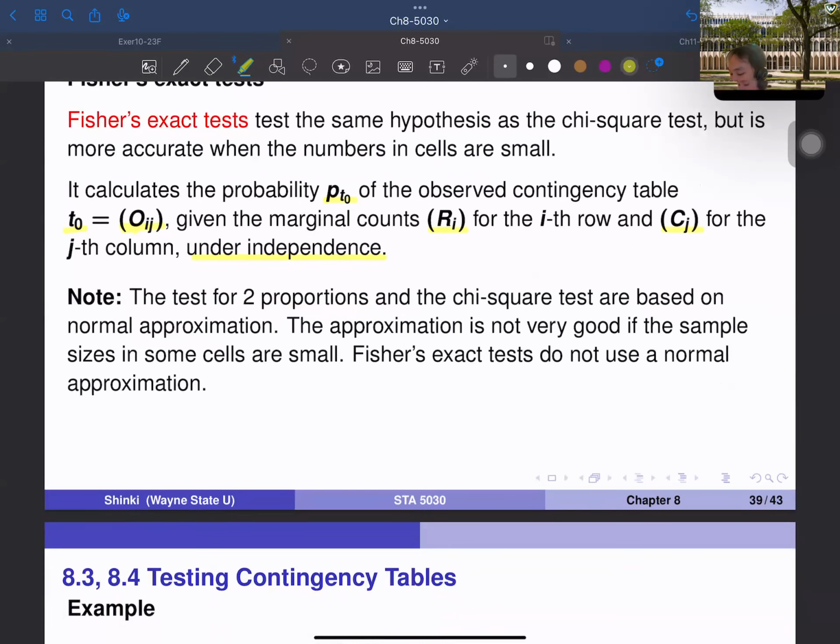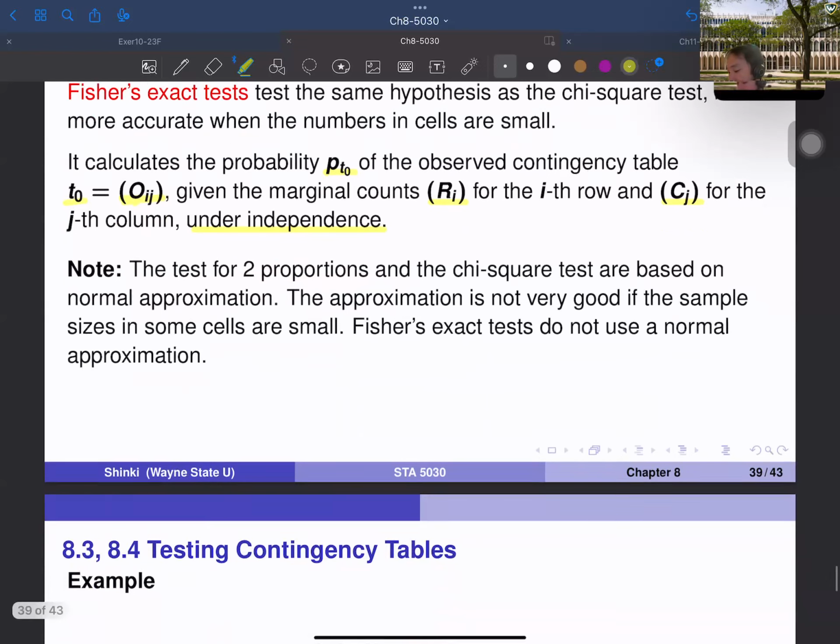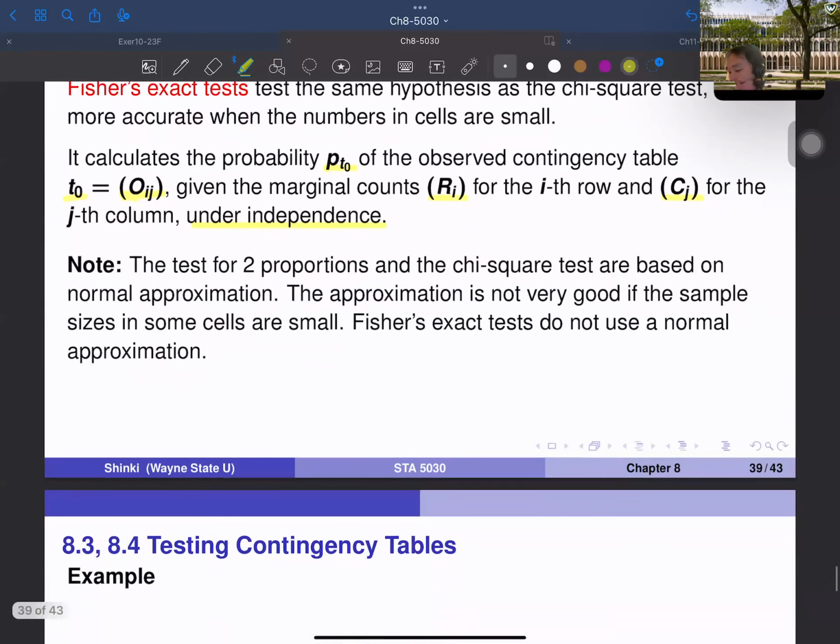So Fisher's exact test doesn't use any approximation or any statistical theory for the distribution. Until now, all tests use some test statistic, either a Z statistic or T statistic or F statistic or chi-square statistic. And after that, we calculate the p-value. But Fisher's exact test does not have an intermediate statistic and calculates the p-value directly. So that is the biggest difference between this test and the other tests.